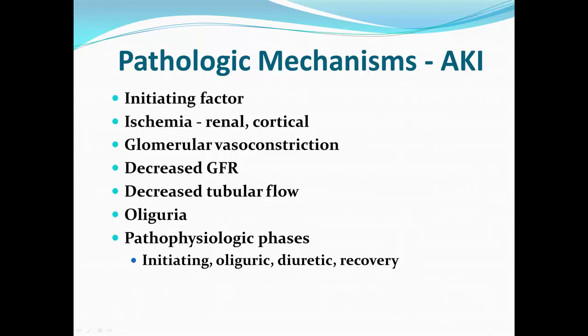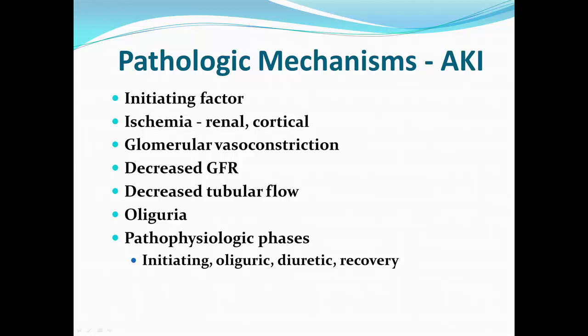Now, when we look at those pathological mechanisms of the acute kidney injury, there are usually some fairly common pathophysiologic steps. Something has to get this started. So you have an initiating factor. In prerenal, it may be hypovolemia. In postrenal, it could be that prostate enlargement. In intrarenal, it could be a nephrotoxic drug injury.